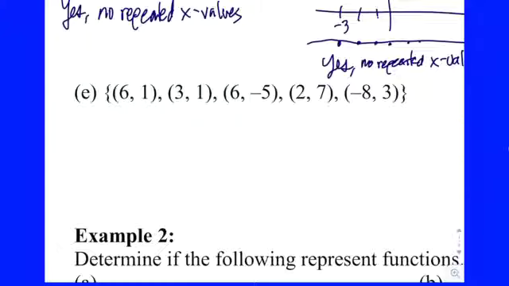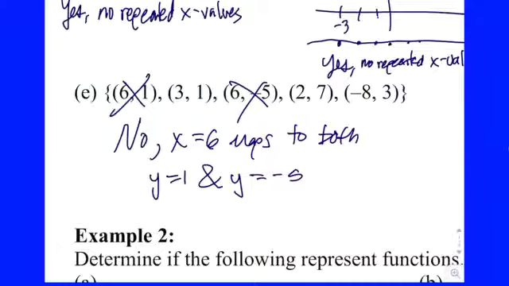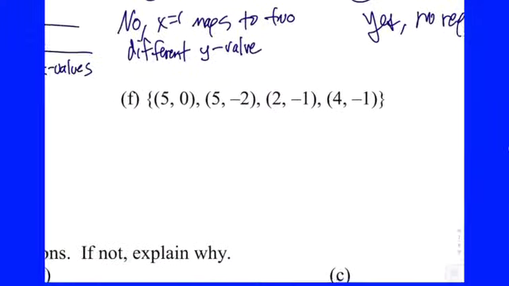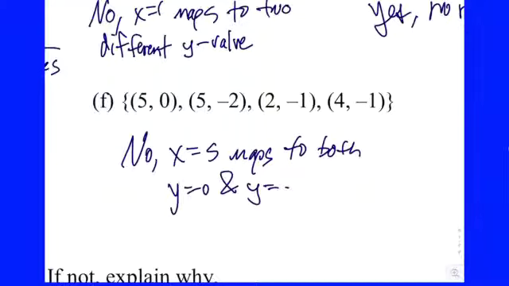All right, some of you all are well ahead of me, so I'll try and catch up. This one, function, yes or no? No. Who's the culprit? 6. X equals 6 maps to both y equals 1 and y equals -5. So not a function. Still a relation, but not a function. Okay, cool. What about this one? No. Okay. X equals 5, again, maps to both y equals 0 and y equals -2. So not a function. Can have repeated inputs, can have repeated outputs. Not a problem.